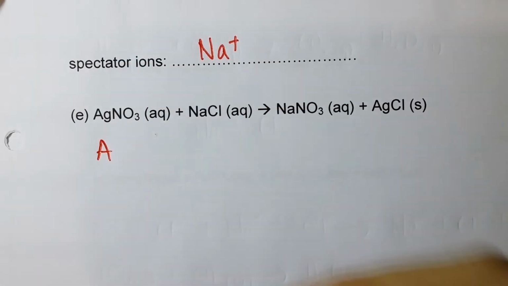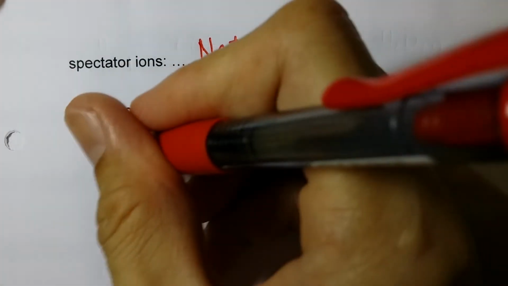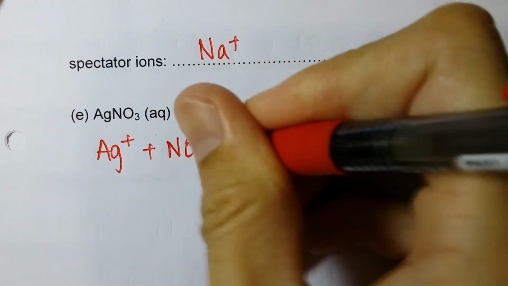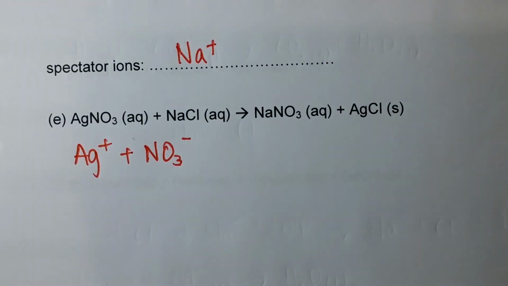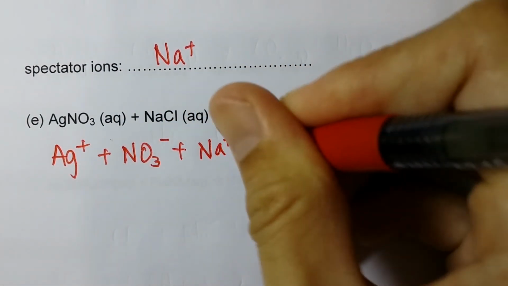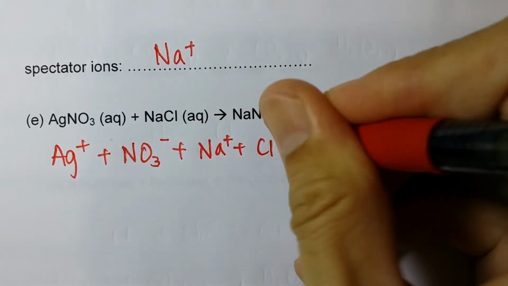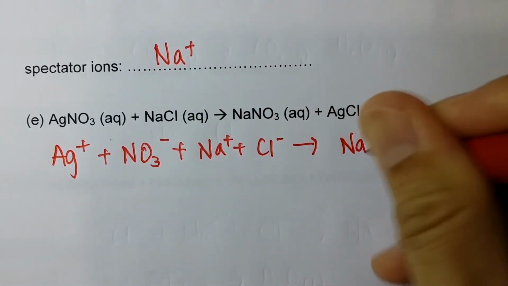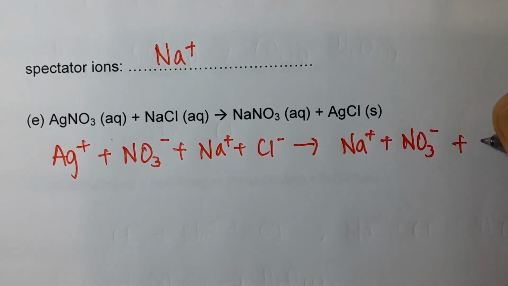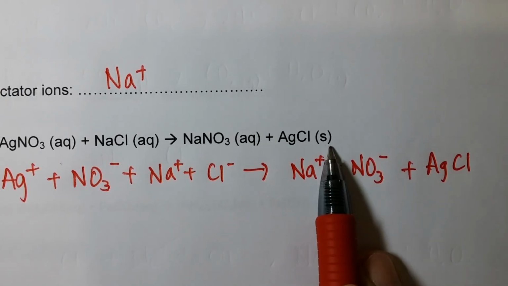How about this? Aq, split, Ag plus and NO3 minus, silver ion and nitrate ion, Na plus, Cl minus, Na plus, NO3 minus. AgCl, this one you don't split because it's solid.